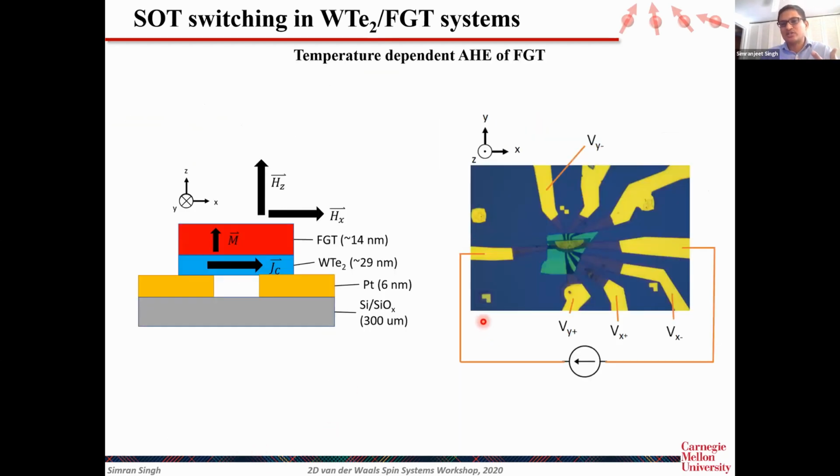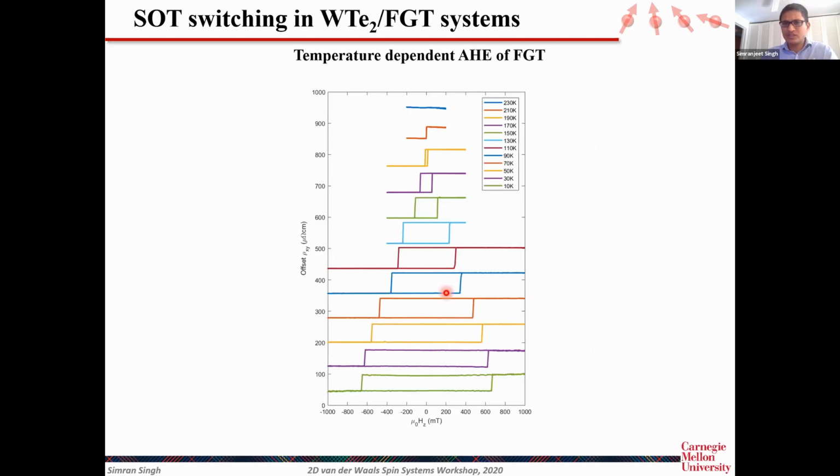We make this heterostructure. We choose an FGT thickness of around 40 nanometers to compare it to existing studies where people use platinum to switch the magnetization of this FGT, and then we use 20 to 30 nanometers of WTe2. This is the magnetization characterization in terms of anomalous Hall of FGT films as a function of temperature. You can see a very nice square loop, and the Curie temperature is around 220 to 230 Kelvin, as expected from other studies also.